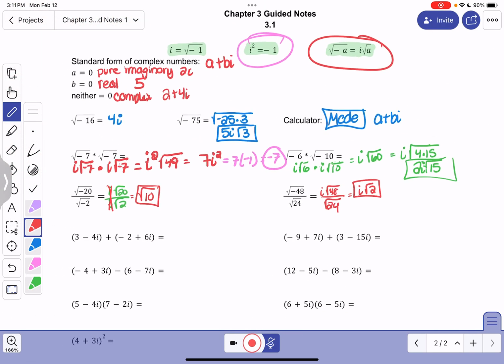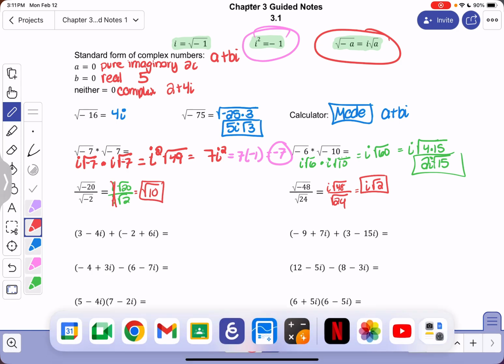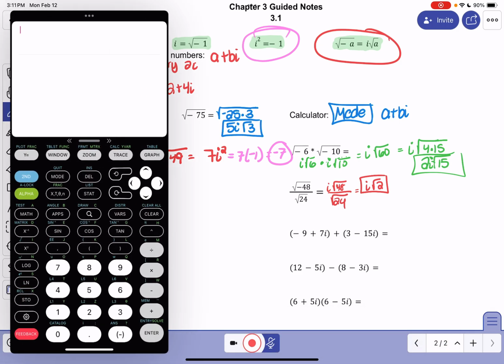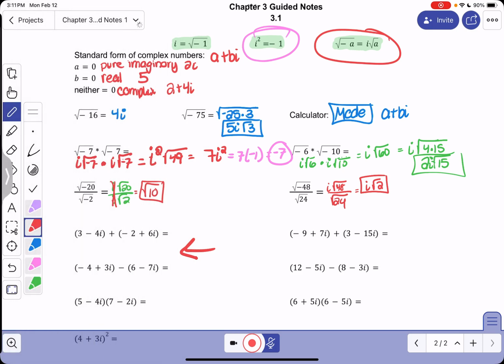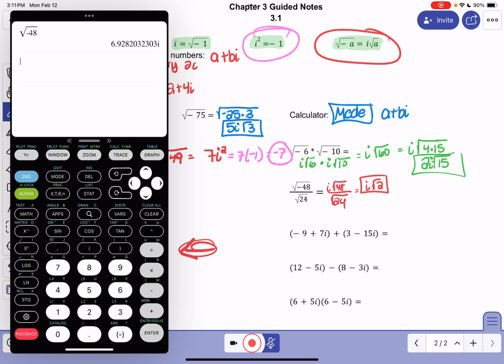So sometimes it's easier to just do it out, because if I were to do that on the calculator, square root, so I hit second x squared, which is in this row, and then I want to type negative 48. If I do that, I get a big long decimal with an i at the end. Sometimes it's easier to just keep our whole numbers in there, but that choice is yours.